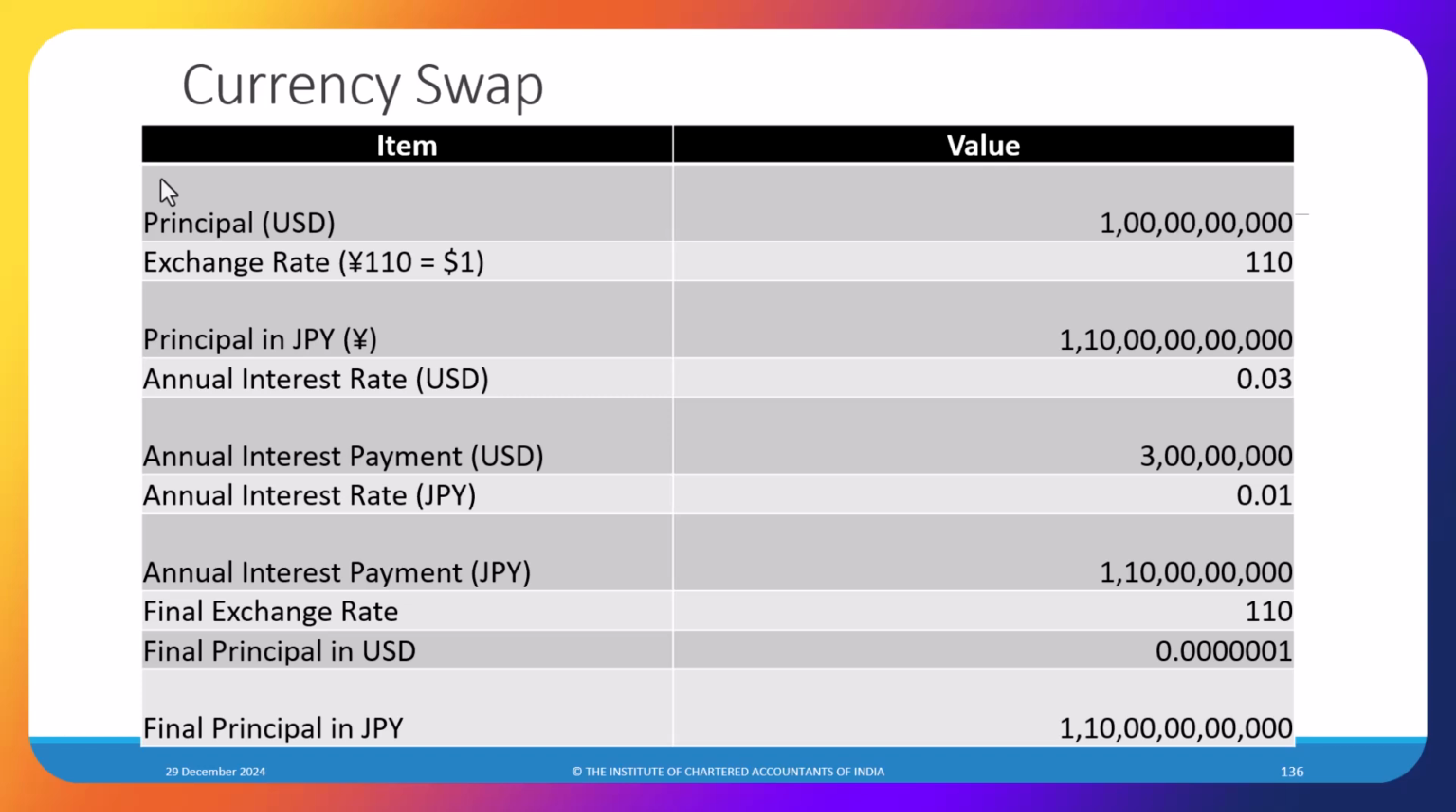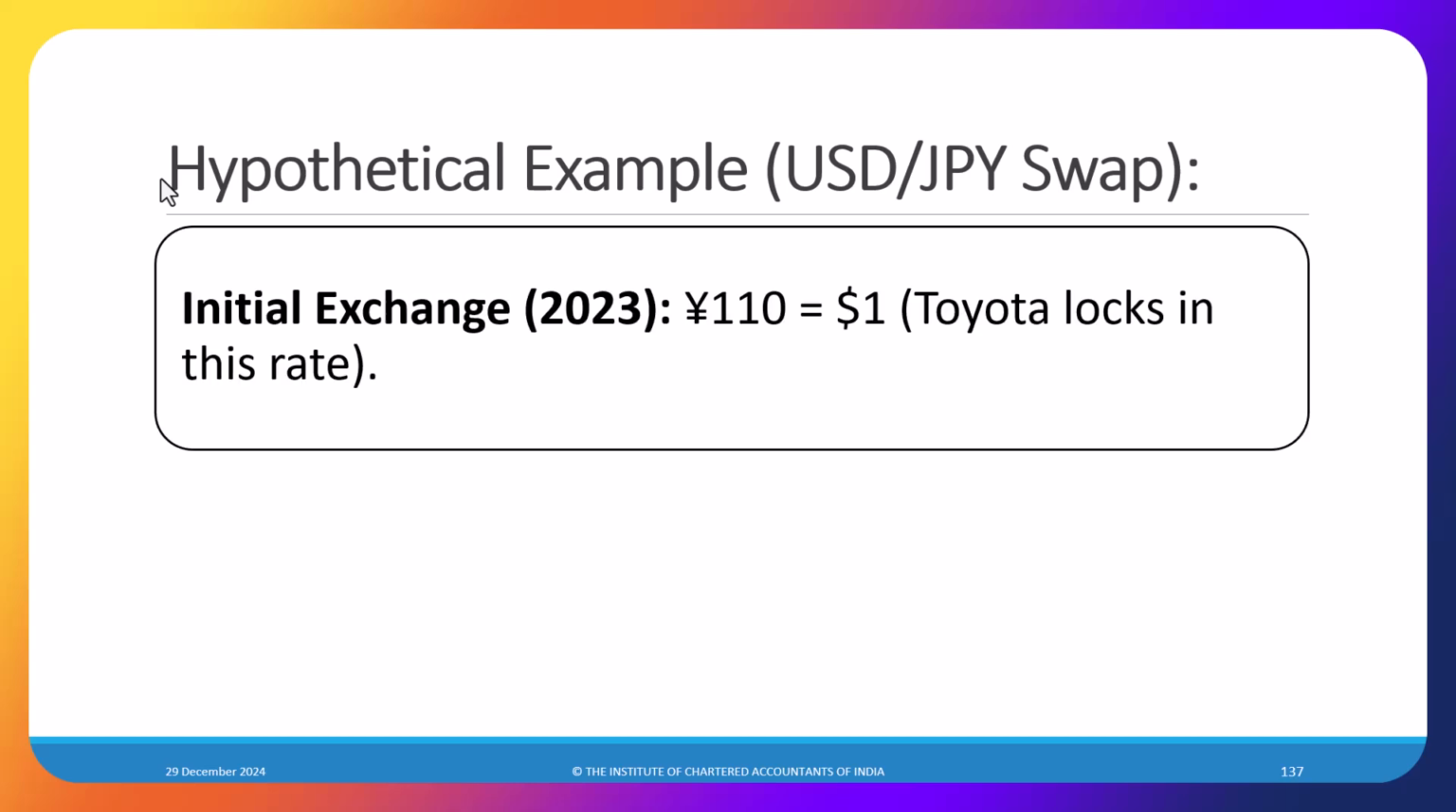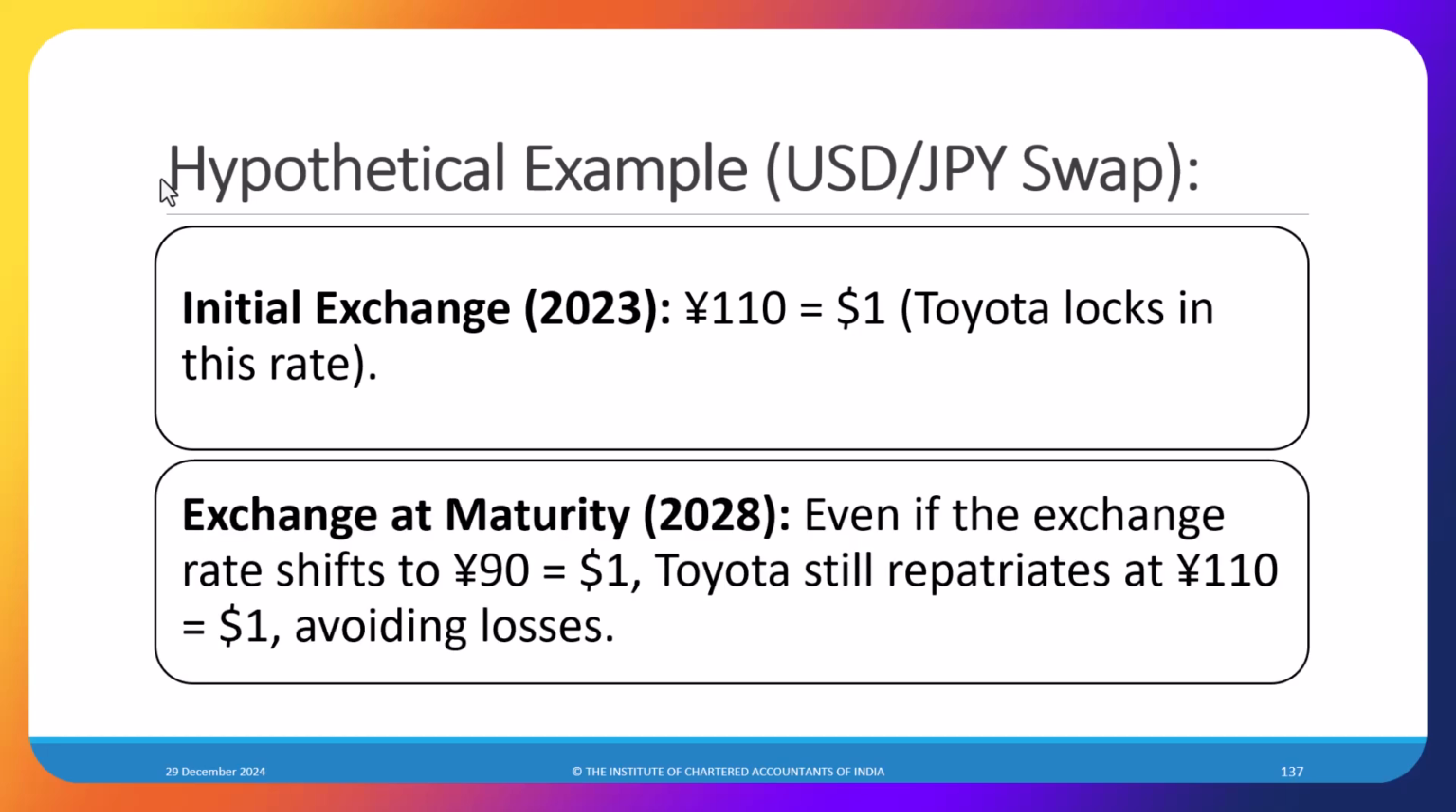So the final principal in USD will be again the same 110. So that means for 5 years they are going to pay interest and receive interest. At the final year they are going to repatriate the money back to the US at the same exchange rate. Okay, so now let's understand this more. Initial exchange 110 is equal to 1. Toyota locks in this rate. Even if the exchange rate shifts to 90 yen per dollar at maturity, Toyota still repatriates at 110 per dollar, avoiding losses. Fine.